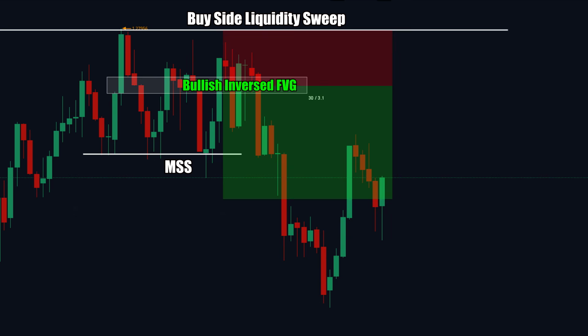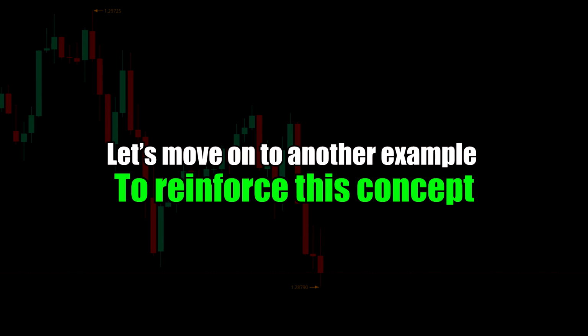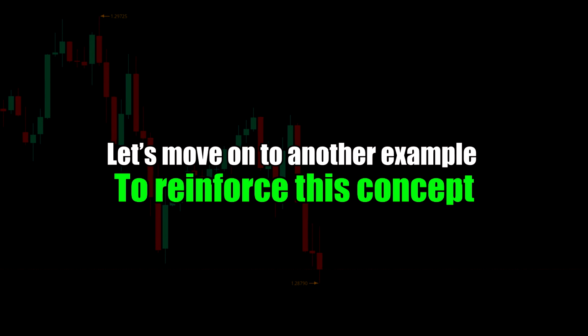For your take-profit levels, target the nearest liquidity zone within the current time frame. As you can see, the price pushed higher, tapping into the inversed FVG, which acted as a strong resistance zone, triggering my sell order. From there, price reversed and moved downward with strong momentum, ultimately hitting the take-profit target and confirming the effectiveness of this trading setup. Let's move on to another example to reinforce this concept.